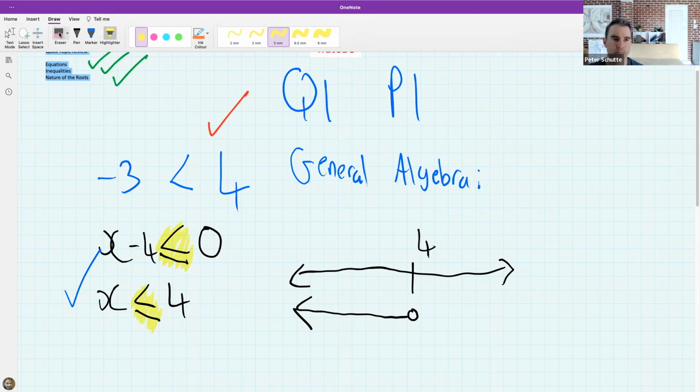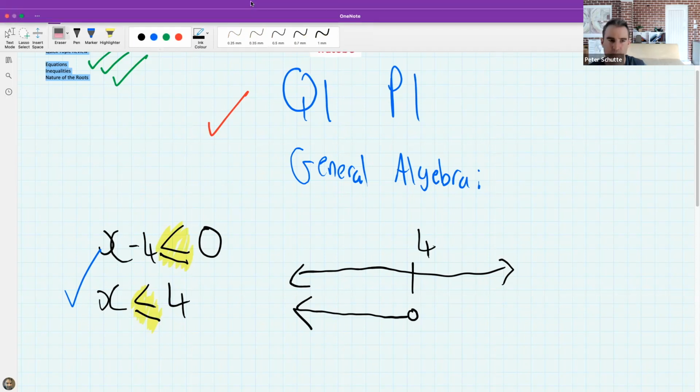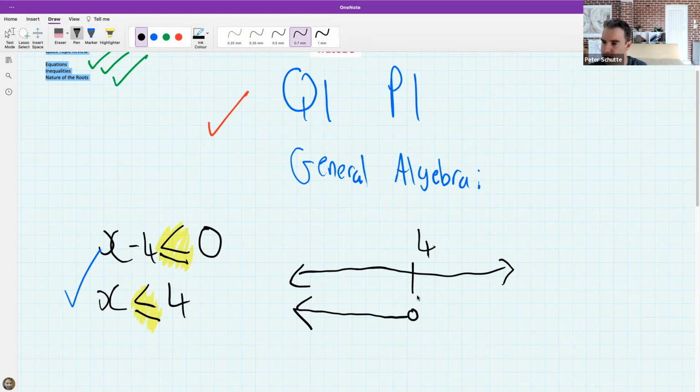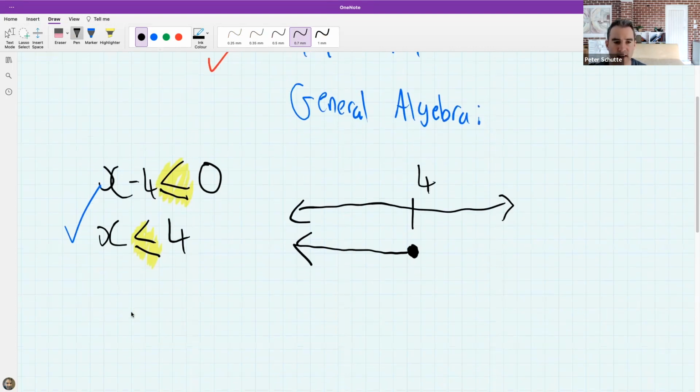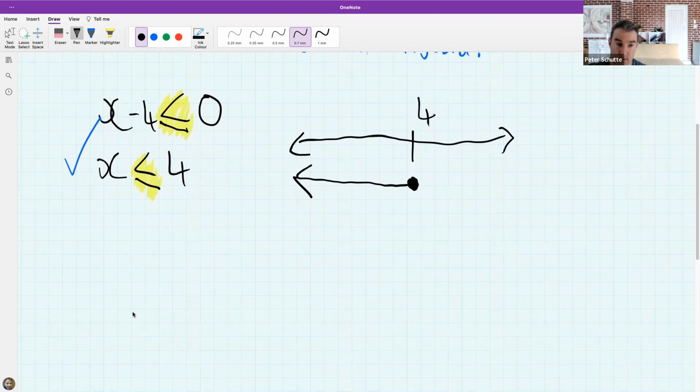Let me just get rid of this -3 part. All you need to do is shade the circle. Yes, Lesego, you shaded. And so this is going to be x is less than or equal to 4. Love it. Okay. Now, what does happen in grade 11 is sometimes you have inequalities that look like this.